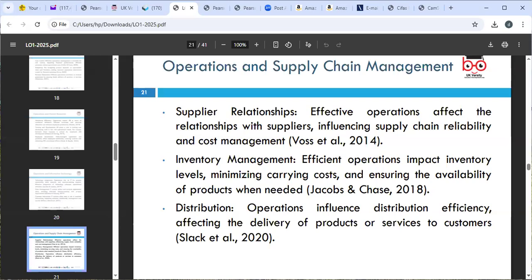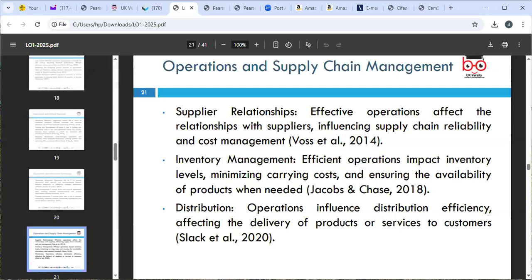Then you have to look at distribution. Operations influence distribution efficiency, affecting the delivery of products or services to customers. It is very important to check the distribution part of products.